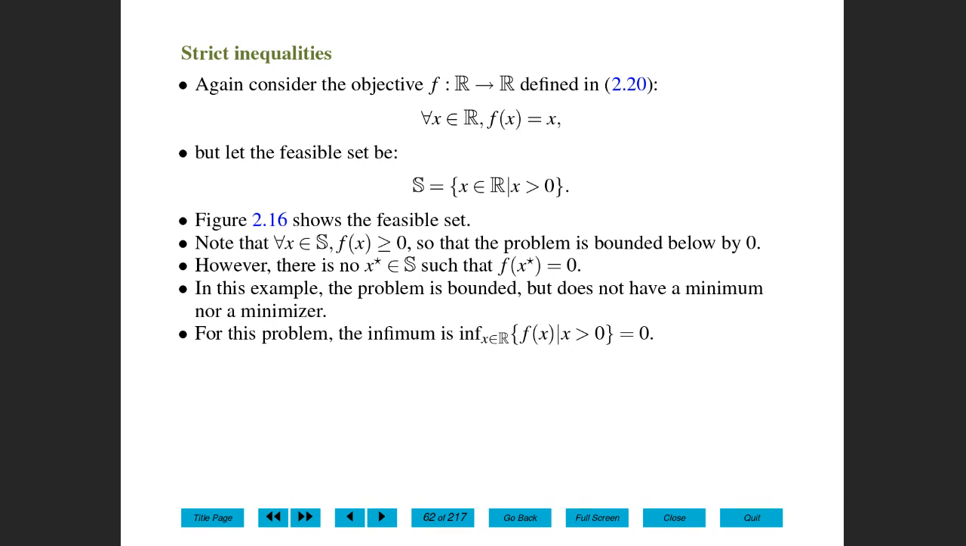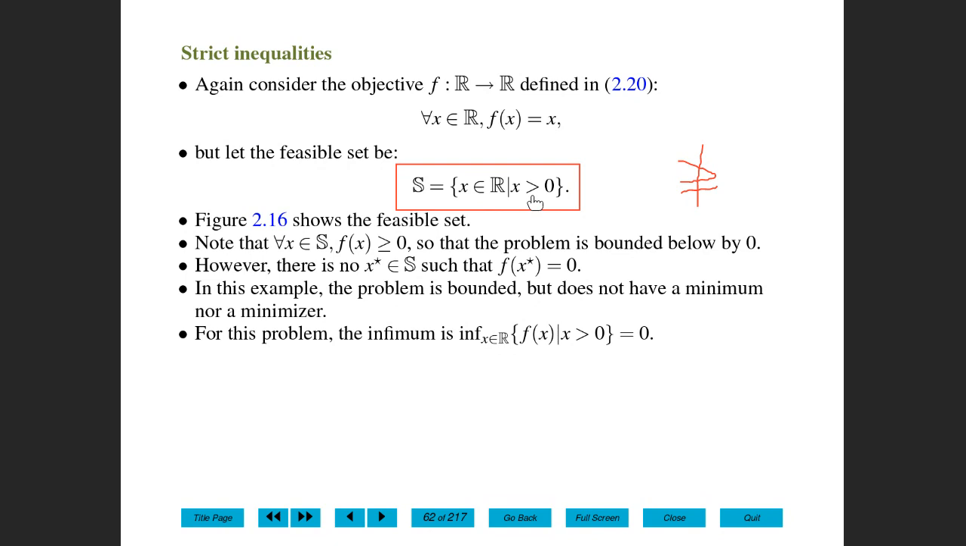So the feasible set, now it is written in this form, that x belongs to the set of real numbers such that x is greater than 0. So here the thing is, we are saying greater than 0. We are not saying greater than or equal to 0, right? We are not saying this. So we have removed the equal to. So in this case, again, we'll see things are now difficult. Why?